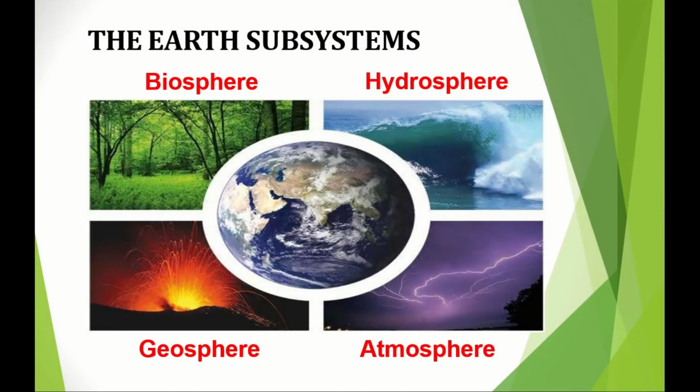Now let's move on to our main topic, which is about the Earth subsystems. So, what are these Earth subsystems? How important are they to our Earth system as a whole? What are the contributions, importance, and interaction between these systems or subsystems? So, we have 4: the biosphere, the hydrosphere, geosphere, and the atmosphere. So, let's find out their interactions to each other and their importance to our planet Earth.